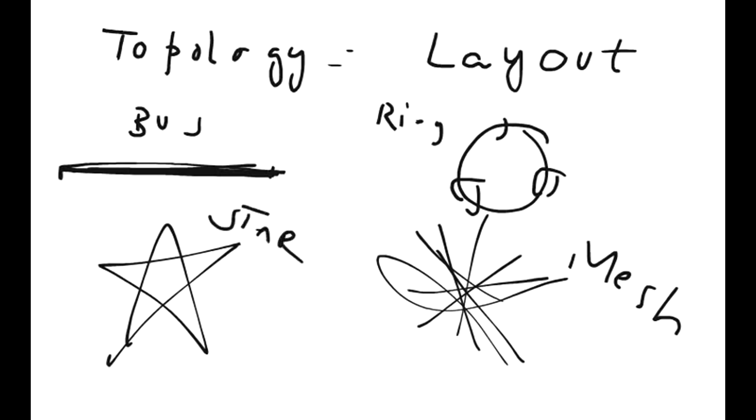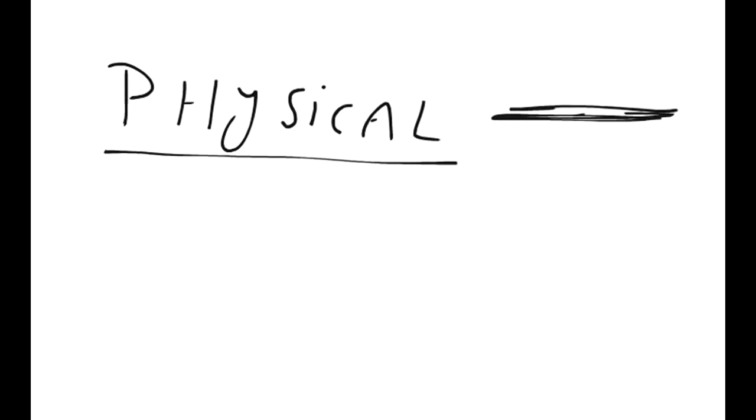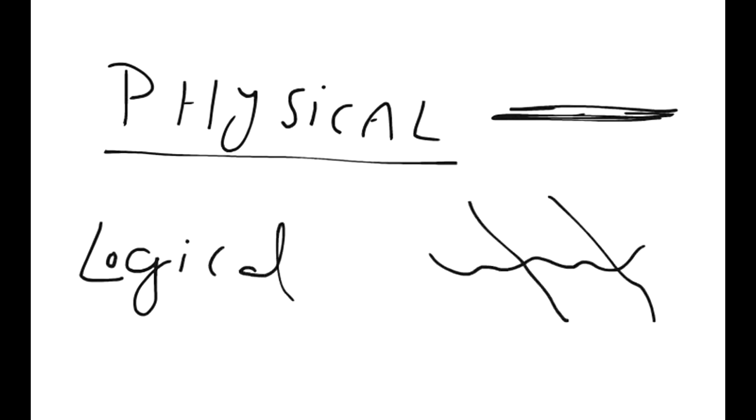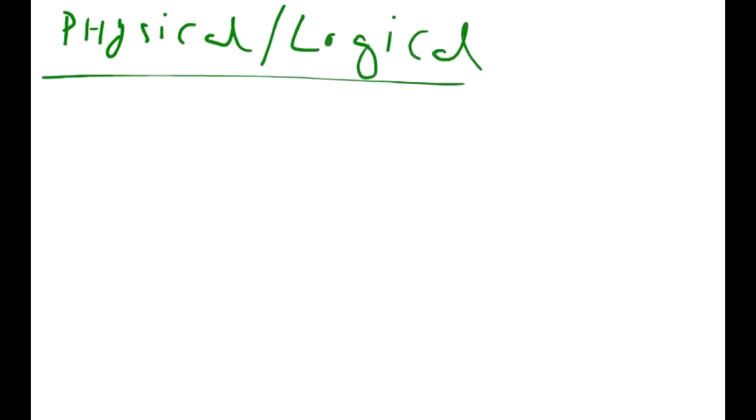So, friends, there can be physical topologies. That is how your network is physically laid out, and there can be logical topologies. That is how the traffic follows a certain path to reach its destination. But for the sake of simplicity, friends, we will consider that the physical and the logical topology in our example is the same. So let's start our discussion about bus topology.